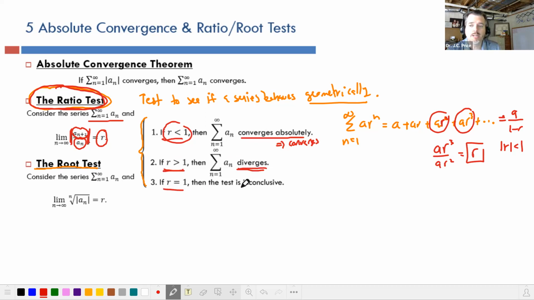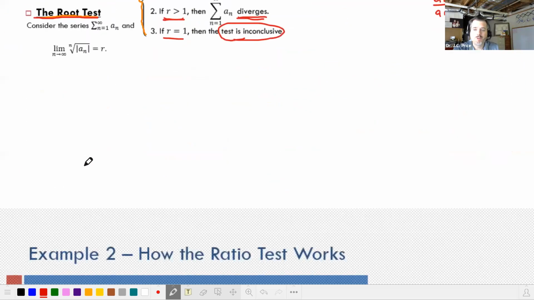And if r equals 1, then we have to say the test is inconclusive. We're not quite sure what's going to happen. And then it has a kind of a partner over here, the root test, which we're not going to talk about today. We're going to save it for next time. So let's take a look at the problems we're going to do.